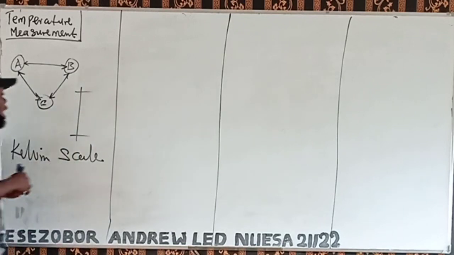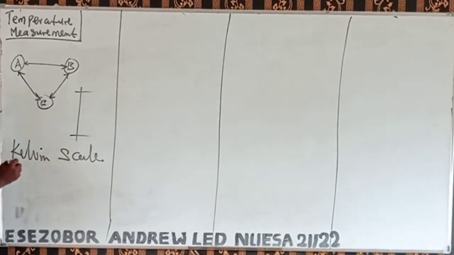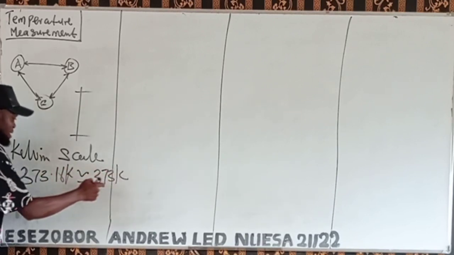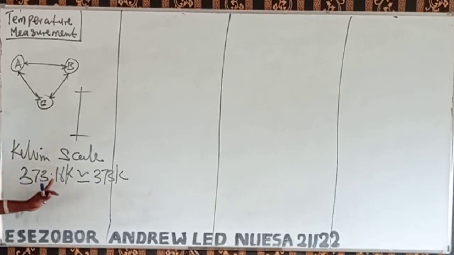And the upper fixed point of this scale is 373.16 Kelvin approximately, or 373.15. If you approximate it, it will become 373 Kelvin. So sometimes you write 373.16, or write 373.15, and so on. But the approximate value in whole number, not having decimal, is 373 Kelvin. That is the upper fixed point.